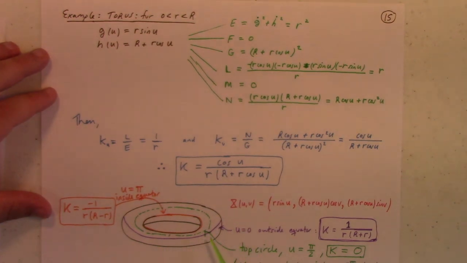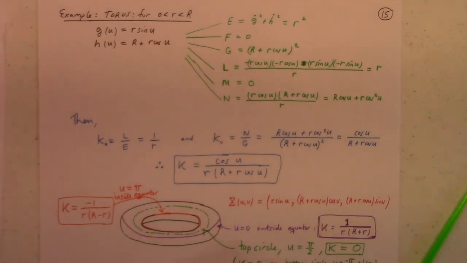For one thing, on the outer equator, where U is equal to 0, if you study the formulas, we have Gaussian curvature 1 over r times (R plus r), which is where the Gaussian curvature is largest on this torus. On the flip side, the inner equator is where U is equal to pi, and there you have negative Gaussian curvature, as we talked about. It's saddle-shaped in here, unlike a paraboloid outside, locally. And then the top circle is where cosine is 0, so the Gaussian curvature is 0, just like we've talked about. Also the bottom circle, with U equal to minus pi over 2.